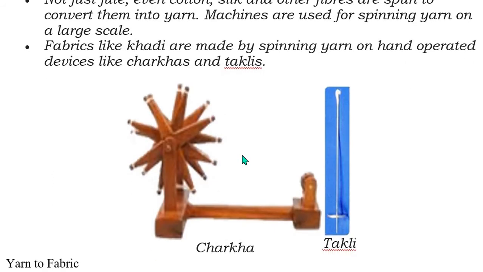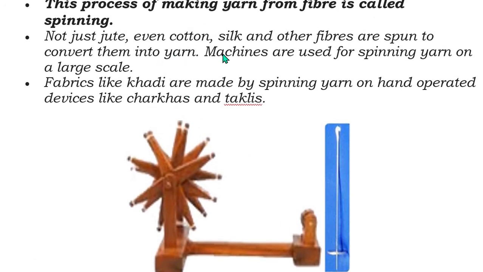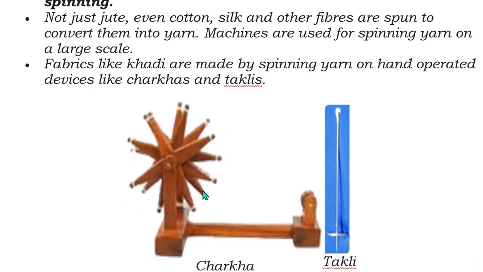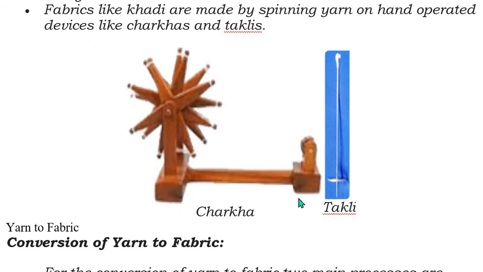And not just jute, even cotton, silk, and other fibers are spun to convert them into yarn, and machines are used for spinning yarn on a large scale. Fabrics like khadi are made by spinning yarn on hand-operated devices like charkhas and takli. This is called a charkha and this is called a takli.